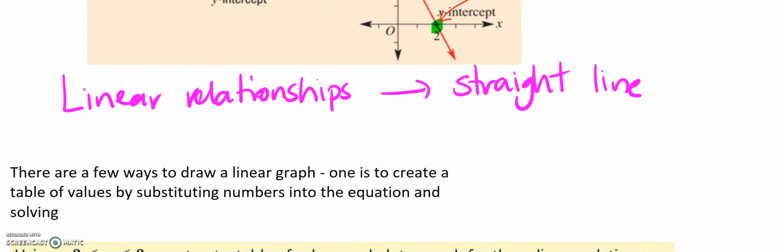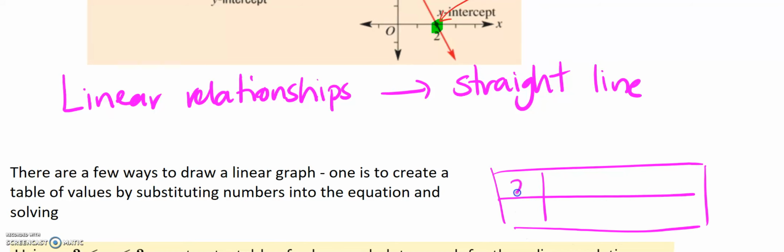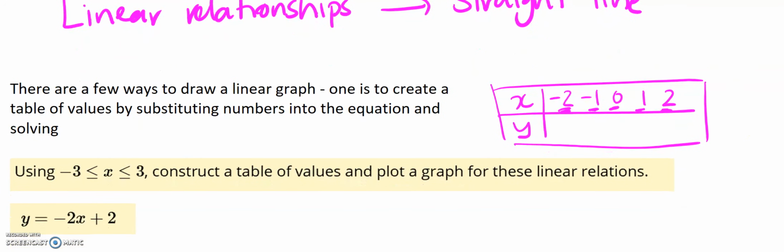Right, there are a few ways to draw a linear graph. The very basic, simplest one is when you create a table of values. Now, a table of values looks like this. You have a table, and you have your x values, which normally range from a negative to a positive value. So you could go from -2 to +2. And then you find the y values by substituting each of these x values into the equation that's been given to you. Okay, so let's have a look at this example.